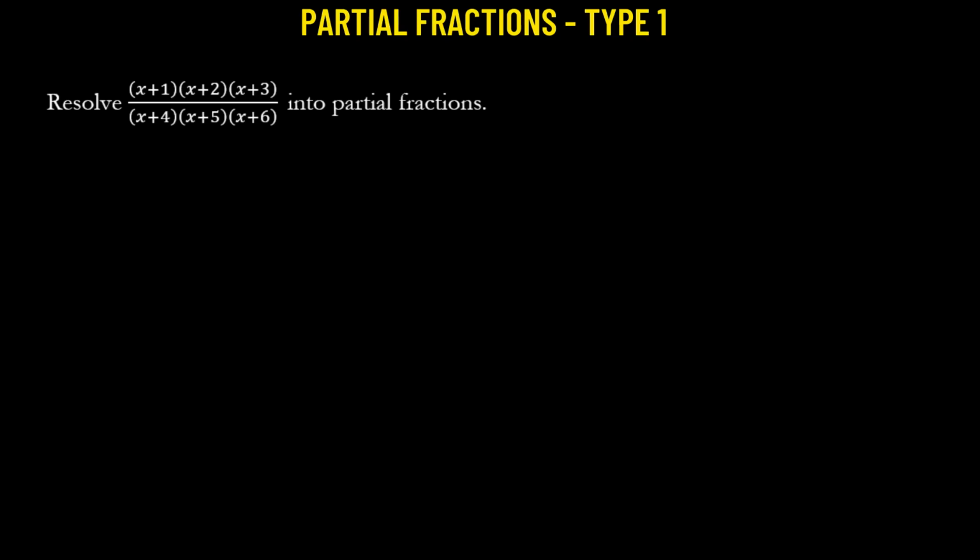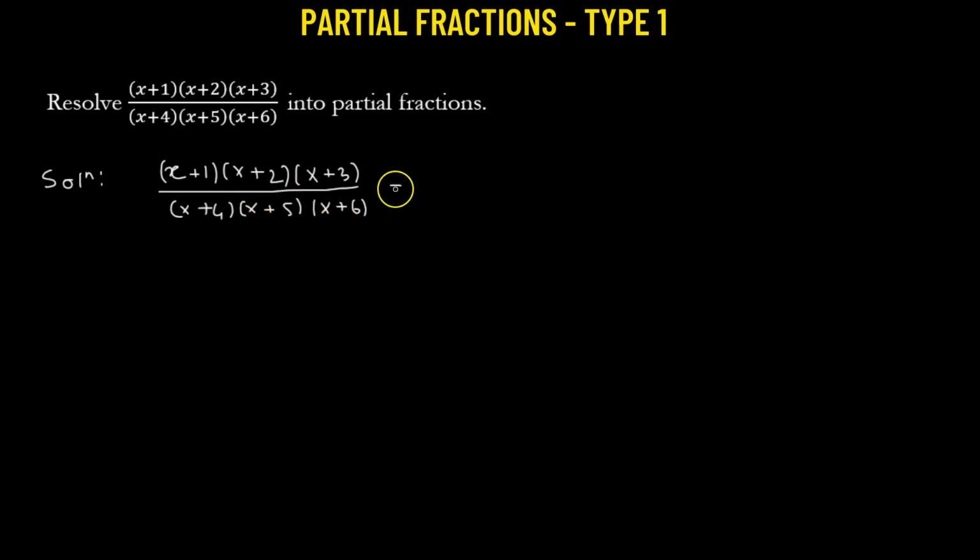So here in this problem, we need to resolve the given rational fraction into partial fractions. So let's begin. First, we'll have to check whether it is a proper rational fraction or not. Because if we take our original fraction, which is (x + 1)(x + 2)(x + 3) divided by (x + 4)(x + 5)(x + 6).